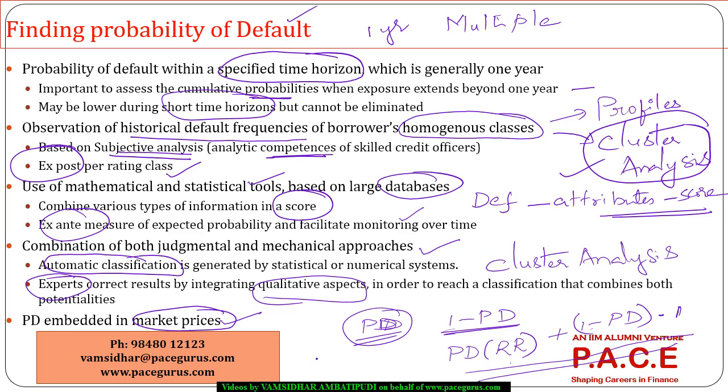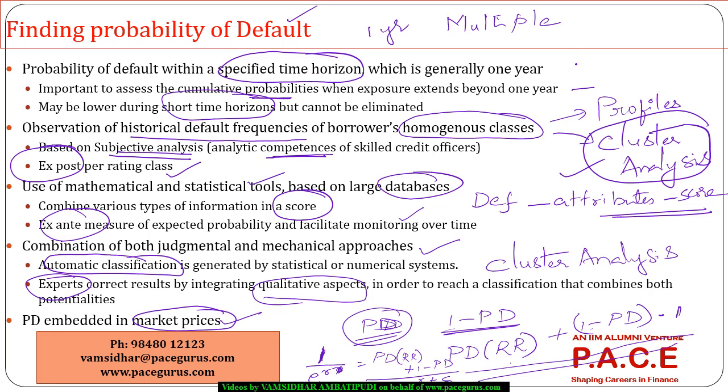Whereas when there is no default, I'm going to get 1. And I'm talking about the present value. 1 by e power RT should be the same as PD into recovery rate plus 1 minus PD divided by e power R plus delta. Now based on this I should be able to calculate my delta, which is the probability of default.